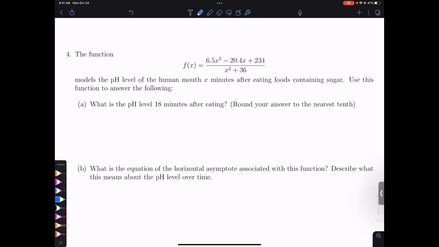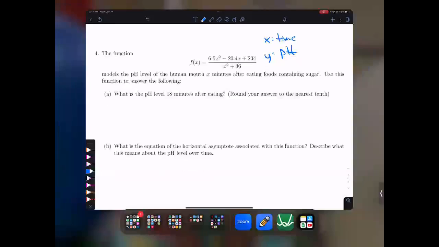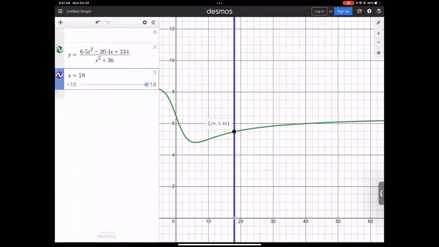In general, X is time, right? Minutes, yeah. So X is how much time has passed. Y is the pH, right? Okay, so again, any kind of application stuff, we always want to make sure we're really clear on what's X and what's Y, right? X time, Y pH. Okay, so I would probably start maybe by just graphing this thing, right?